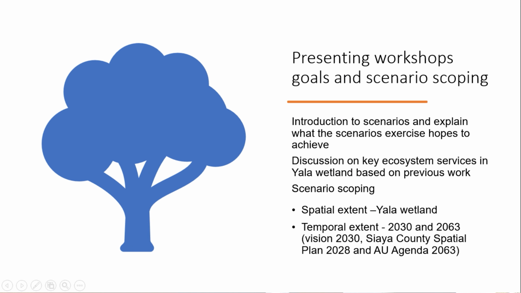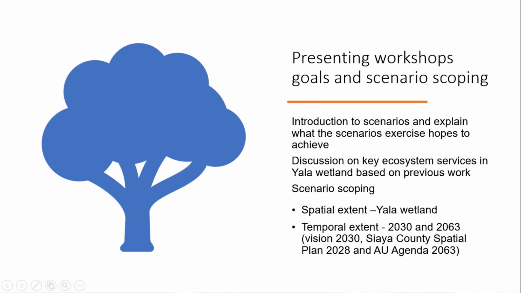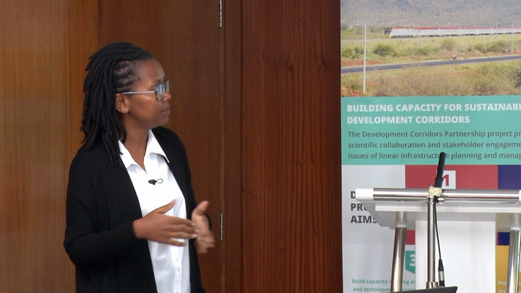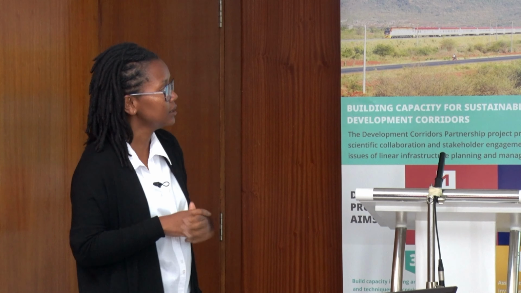Then we did scenario scoping, so how far is our study actually going to cover? We all agreed on the extent of Yala wetland, also making reference to our maps. And then we looked at the temporal extent, which is 2030 for the short term, 2063 based on the AU Agenda 2063. So then we did the stakeholder mapping.